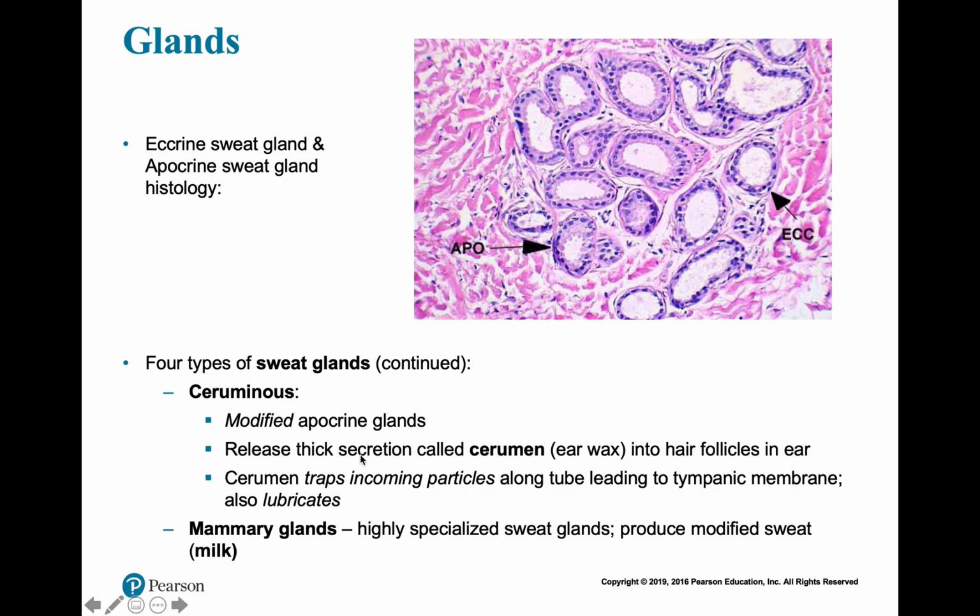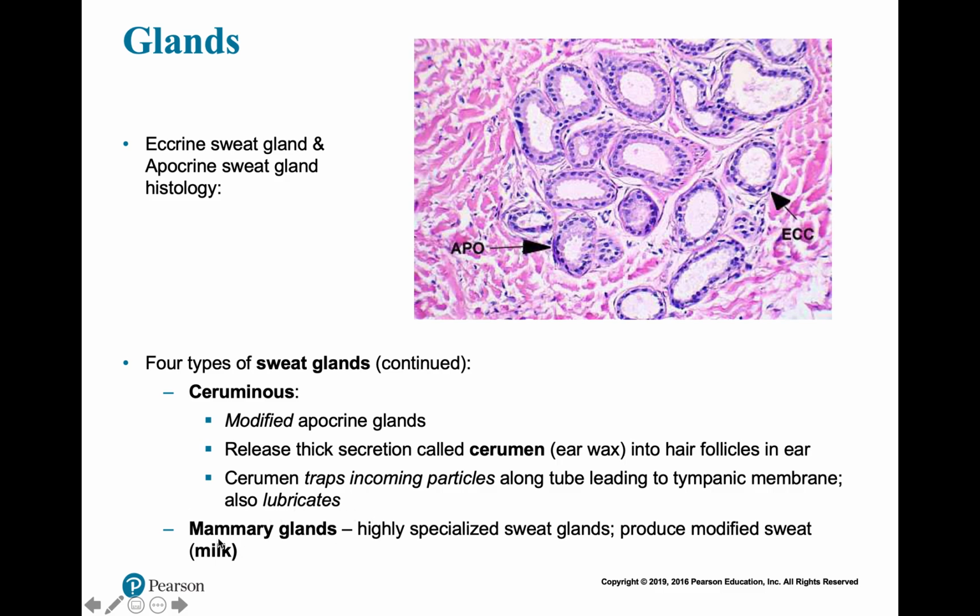Also, because it's thick and sticky, cerumen lines the ear canal, and it can actually trap unwanted dust, debris, and microorganisms from getting down into our inner ear. If you've ever had an inner ear infection, you know that that's not fun. All right, so that's the function of cerumen produced by ceruminous glands that line the ear canal.